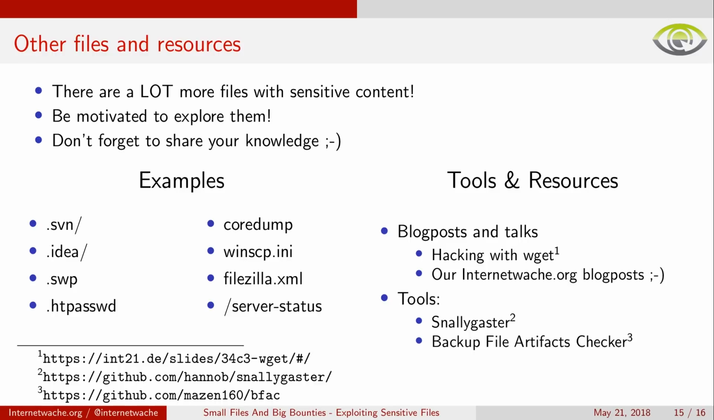And we also want to outline that there is some interesting previous work on that. For example, Hanno Böck, a German security researcher, was at 34C3, which is a hacker conference, and he had a talk, Hacking with wget, which was pretty interesting. We also wrote some blog posts on our website about finding interesting files. And there are some tools, for example, one of Hanno again, Snallygaster, and Backup File Artifact Checker by mazen160, which are also very interesting to find this kind of files. And you will also find our tools for the .DS_Store and for the Git stuff on our GitHub page: github.com/internetwache.